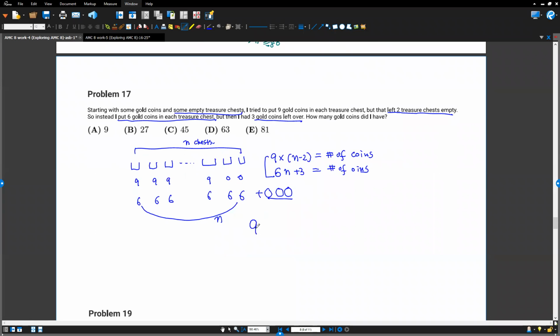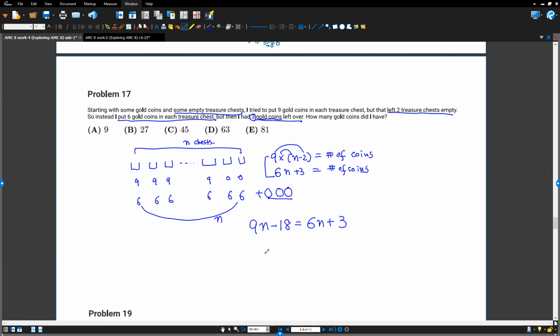So the total number is equal: 9 times n is 9n, minus 9 times 2 is 18, equals 6n plus 3. You forgot the C in coins. Huh? What is that? You forgot the C in coins in the second. It says oins. That is coins, right? There's no oins. I never heard of oins. Okay, coins. Thank you.